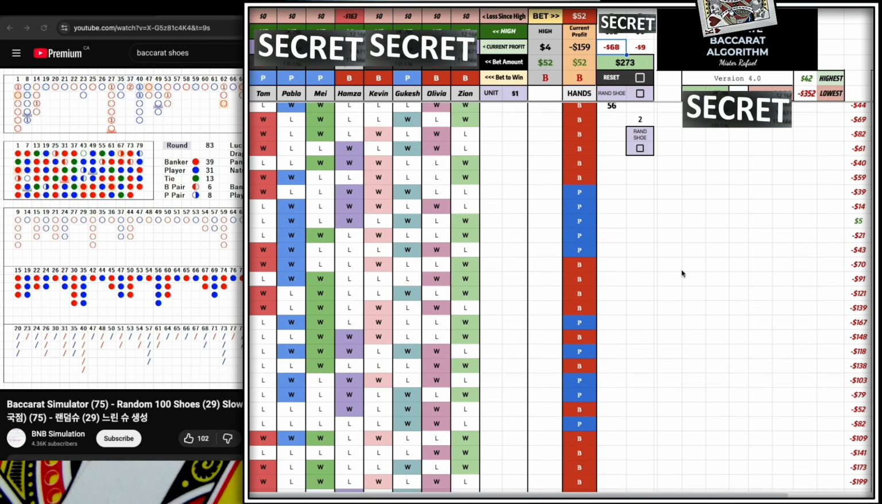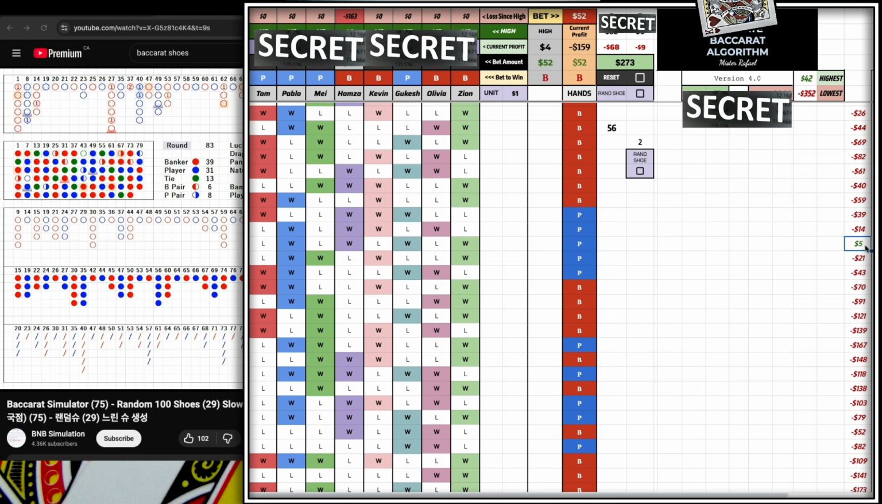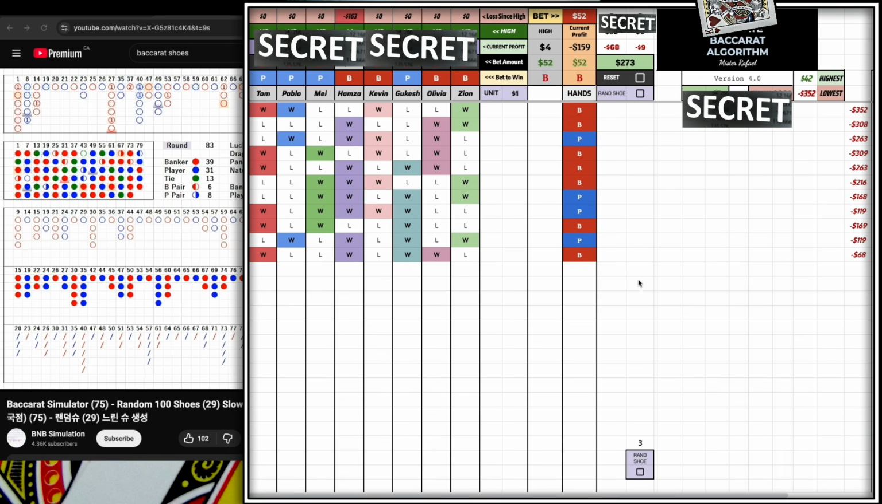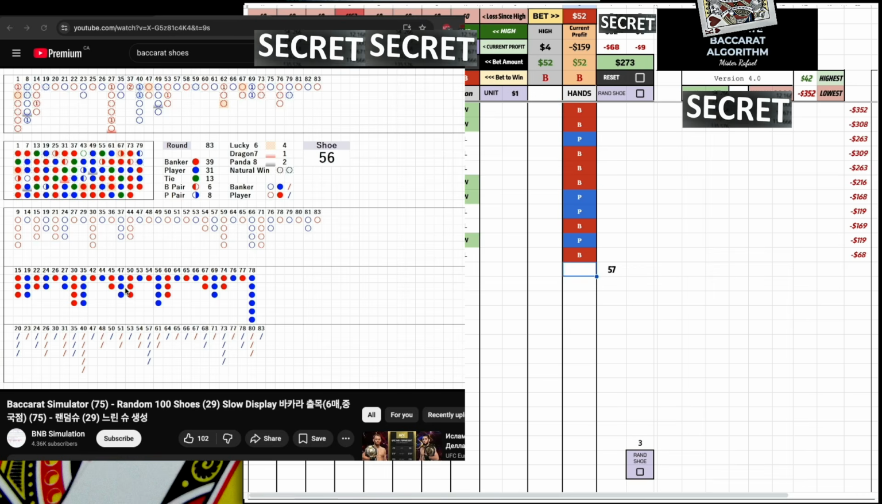So again, for my conservative players, look at this. If you reach the $5 mark here, we would have been in profit. Well, probably break even because of the commissions. You could have just restarted if you wanted to, right? Just to keep that in mind. All right, so shoe 57, we have to go into a third shoe now.